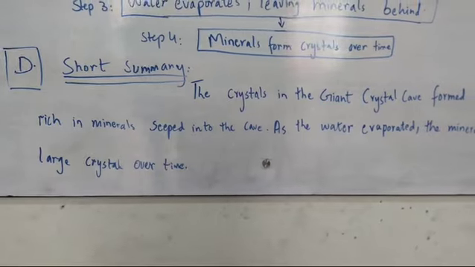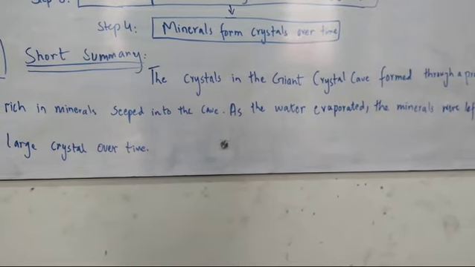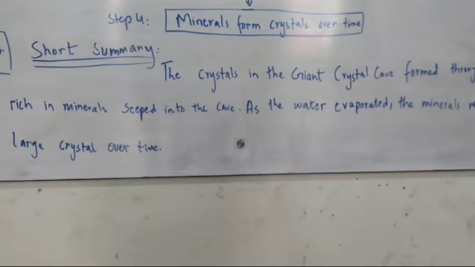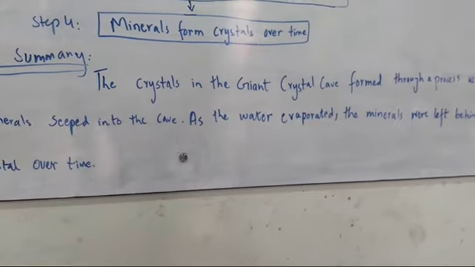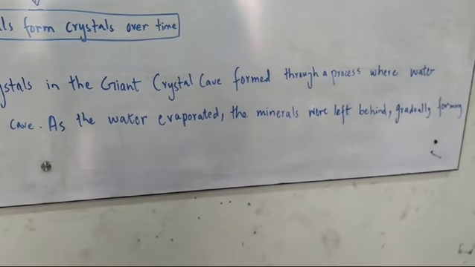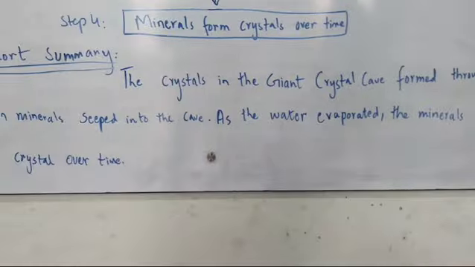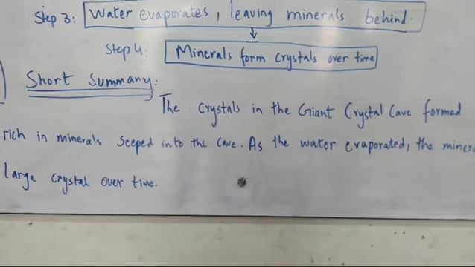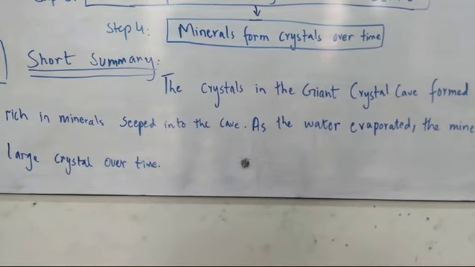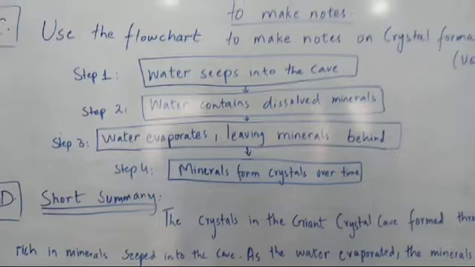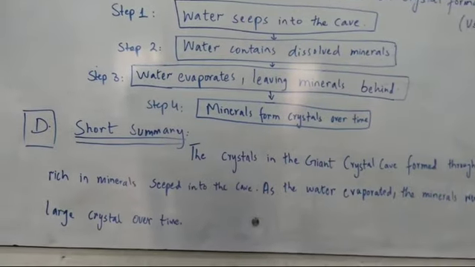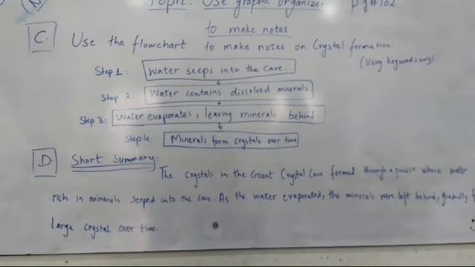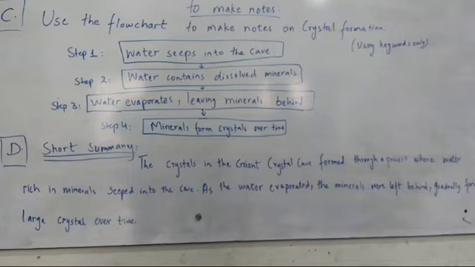So let's go. Yes, short summary. The crystals in the giant crystal cave formed through a process where water rich in minerals seeped into the cave. As the water evaporated, the minerals were left behind, gradually forming large crystals over time. This is the overall short summary of how the crystals formed over time. So first we make the flowchart, and we use that information to write the short summary. So the work is that you have to note this down in your notebook.